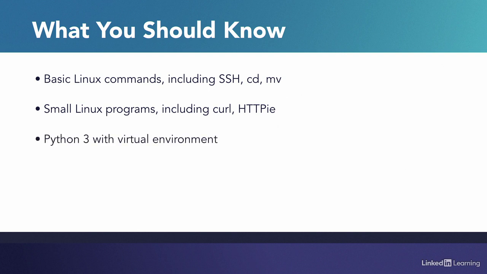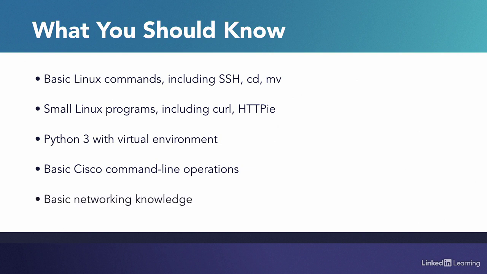One of the course objectives is to use Python to make an API request. We will be using Python version 3 to run our Python scripts. By no means do you need to be a Python expert, but some basic knowledge would be helpful. Since we're dealing with Cisco devices, knowledge of basic Cisco CLI and networking knowledge would be helpful.